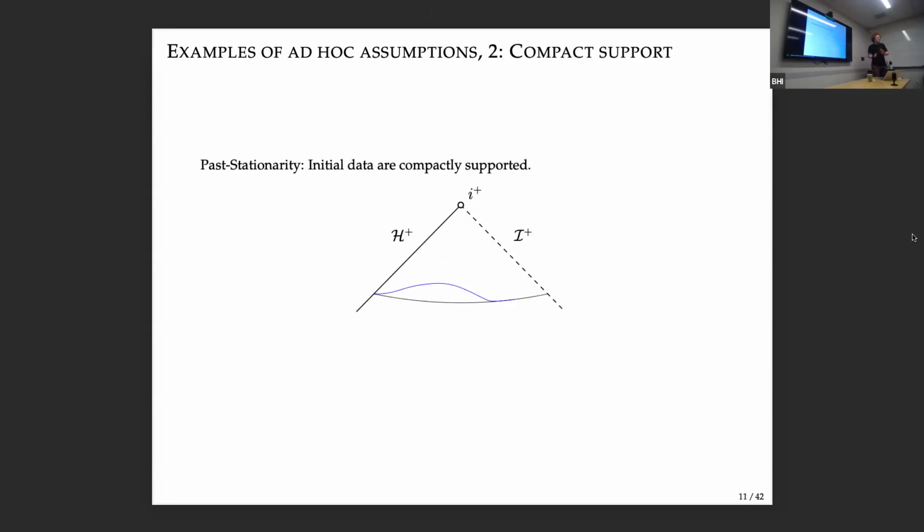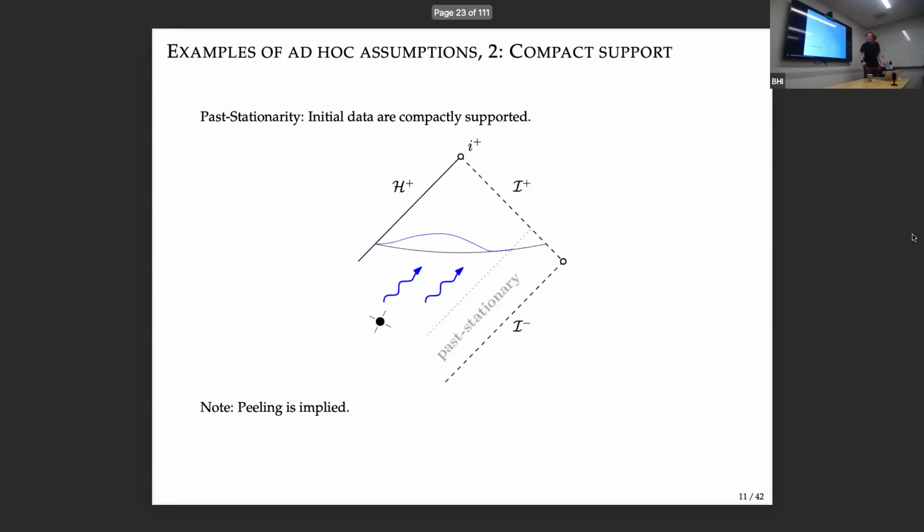The second assumption is, instead of bothering with the precise asymptotics towards future infinity, you might as well just say, well, I have no asymptotics towards future infinity because my data are compactly supported. And this you could then justify by thinking of your system that generated the gravitational radiation only having become stationary at some finite retarded time. So it was stationary for an infinite time and then for some random reason became radiating.